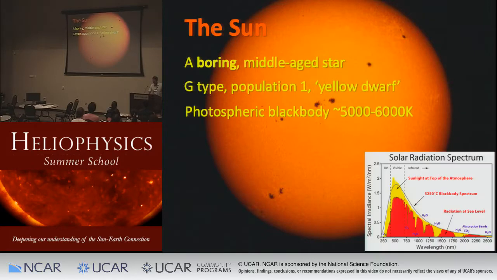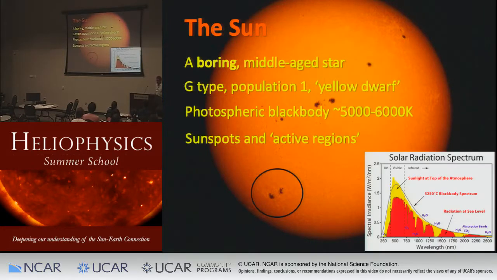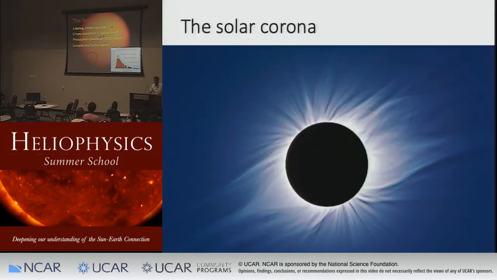Okay, so you all know this, right? The sun is a boring star. It's a G-type star that has a black body temperature of 5700 Kelvin, something like that. That's the key thing, right? The temperatures that correspond to the photosphere of the sun are much lower than the temperature of the corona.